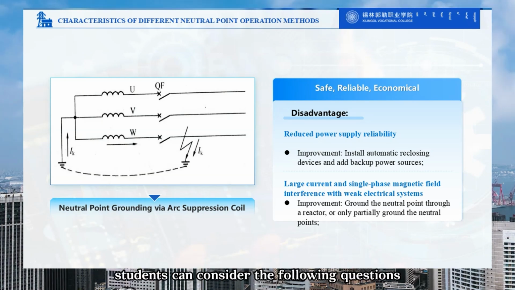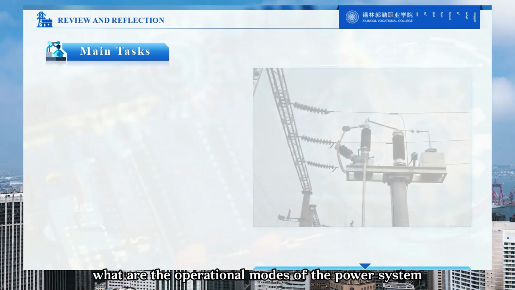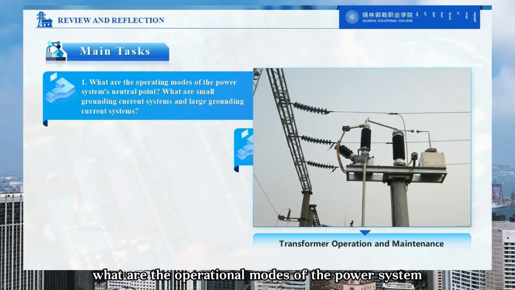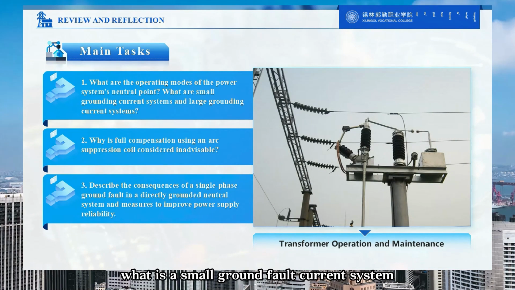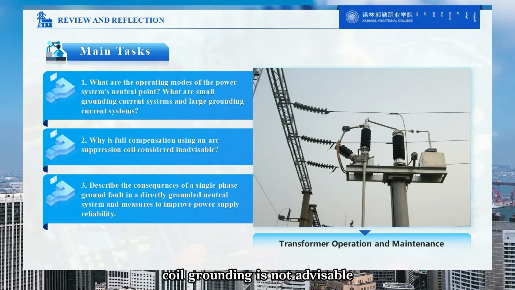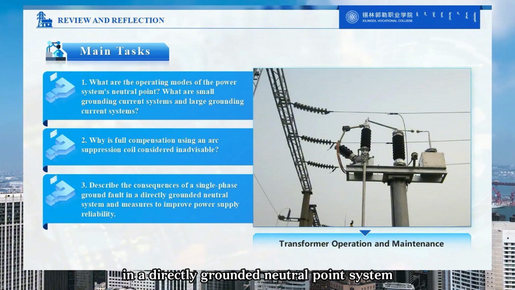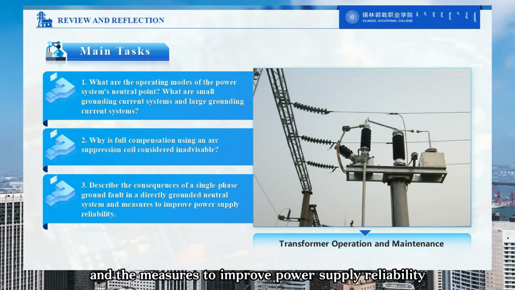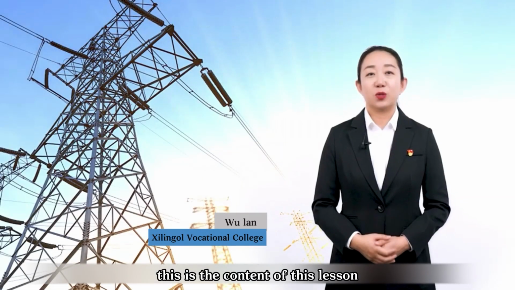Students can consider the following questions after class. What are the operational modes of the power system source neutral point? What is a small ground fault current system? What is a large ground fault current system? Why is it said that the full compensation method using arc suppression coil grounding is not advisable? Describe the consequences of a single phase grounding fault in a directly grounded neutral point system and the measures to improve power supply reliability. This is the content of this lesson.